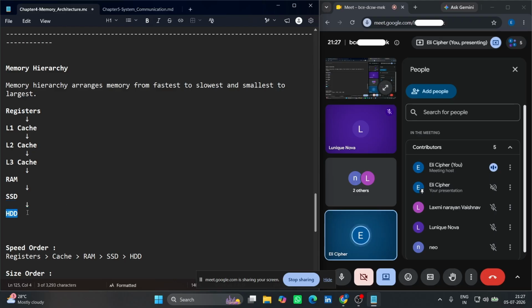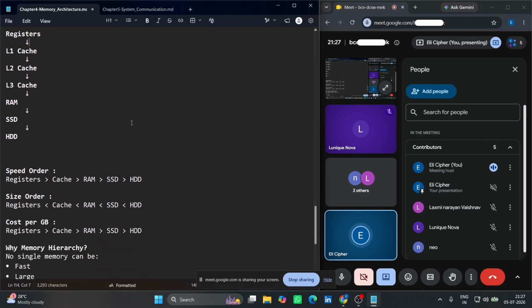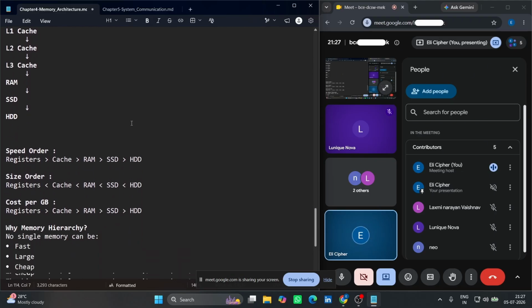We have a large amount of hard disk drive, then a bit less in SSD, then less in RAM, then level 3 cache, then level 2 cache, then level 1 cache, and then registers. Registers have the smallest space to store, right? But the fastest is also the register, while the HDD is the slowest, right?